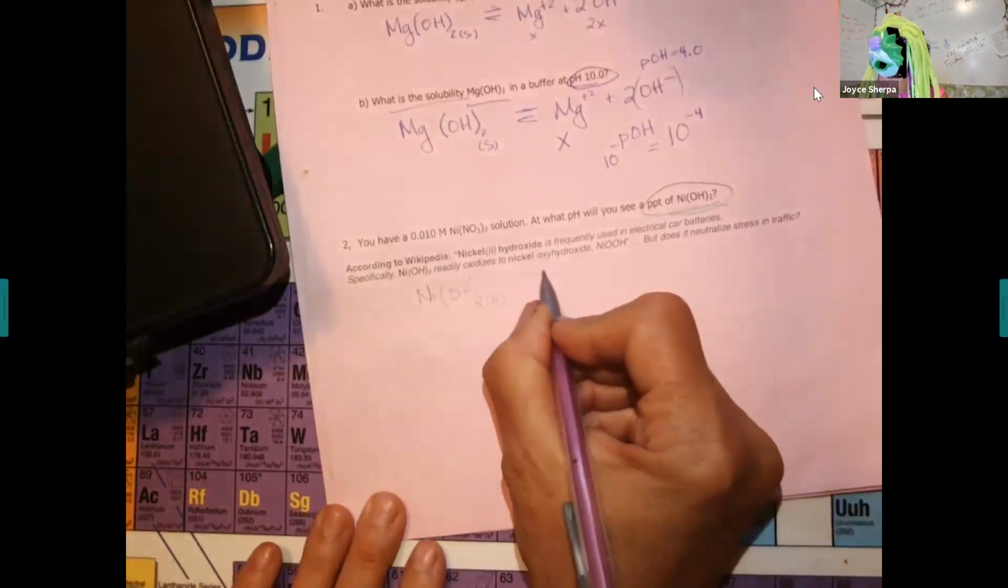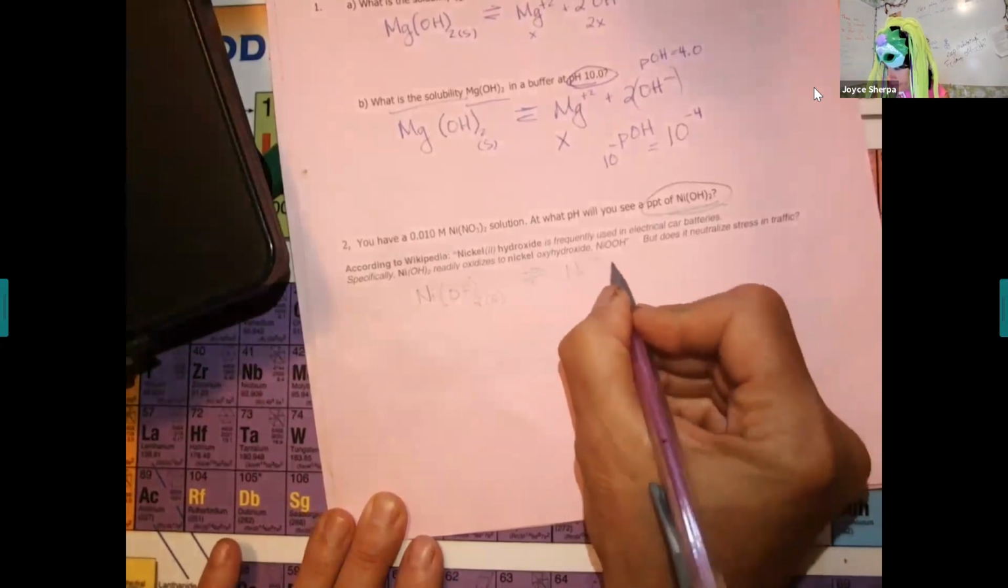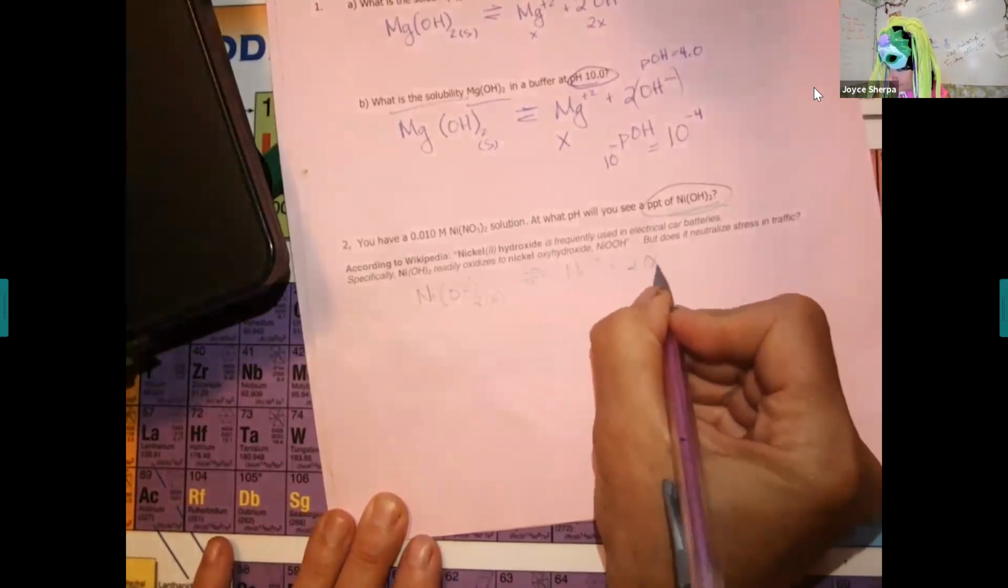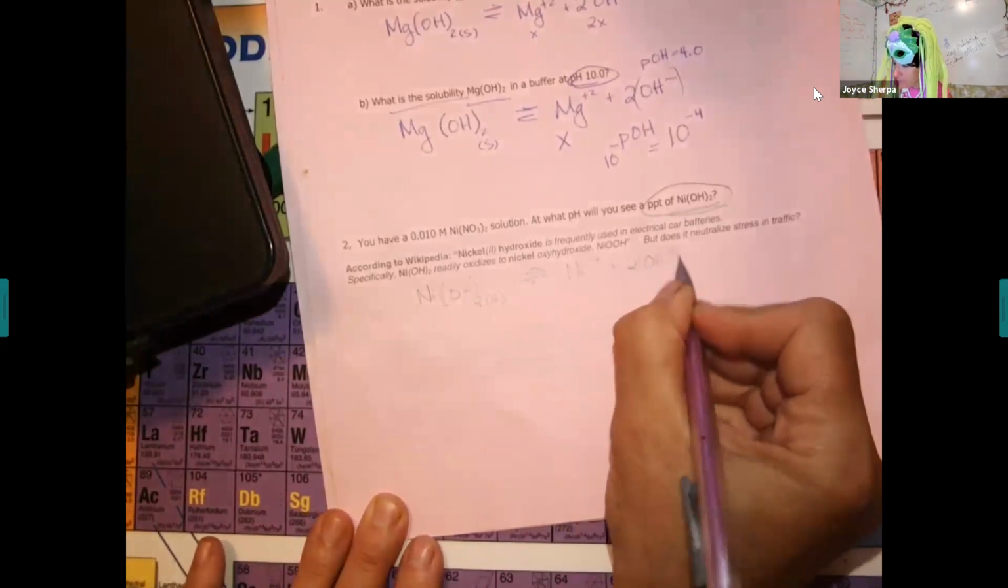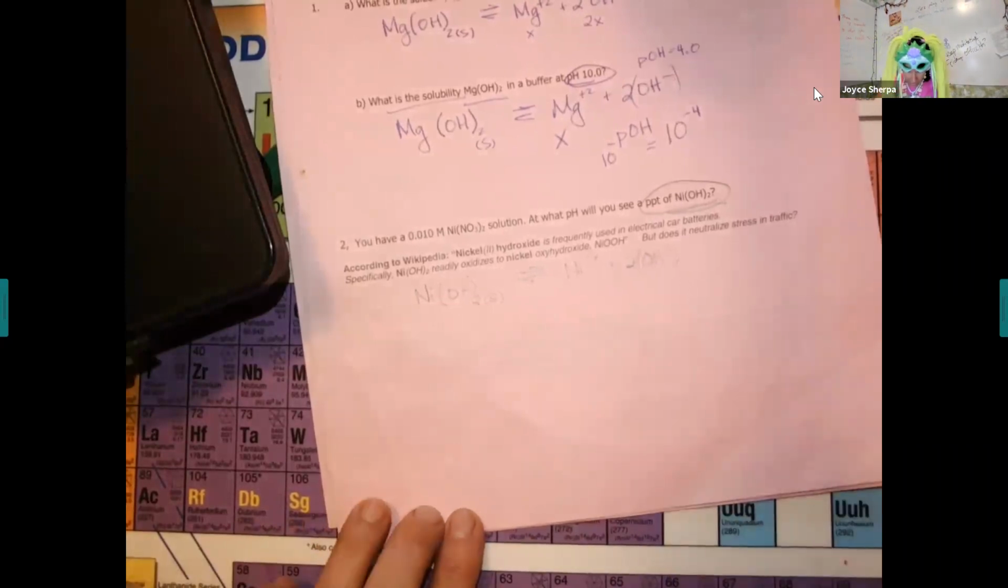All right, show your solid, and we split it into nickel 2+ and 2 hydroxides. I'm going to put parentheses just so you don't think it says 20 H's. And I will get a pen at some point. Maybe one of these black ones will work. Find out.